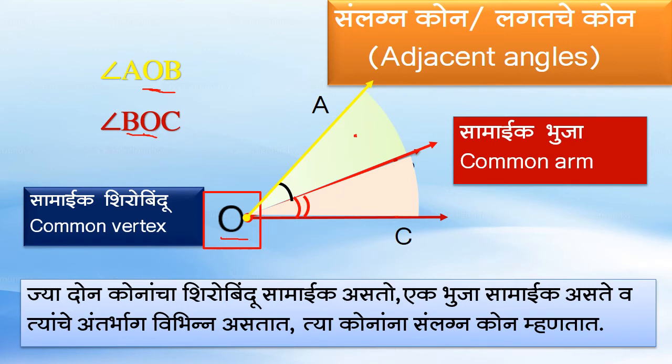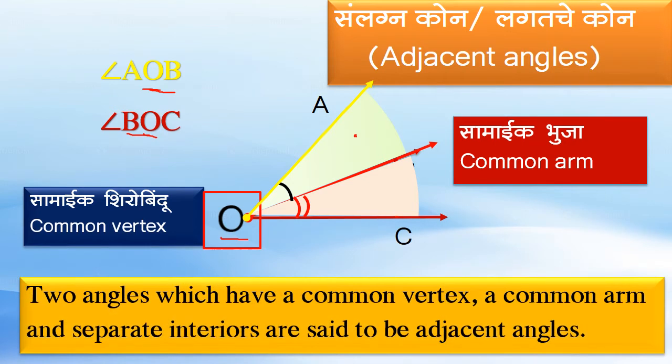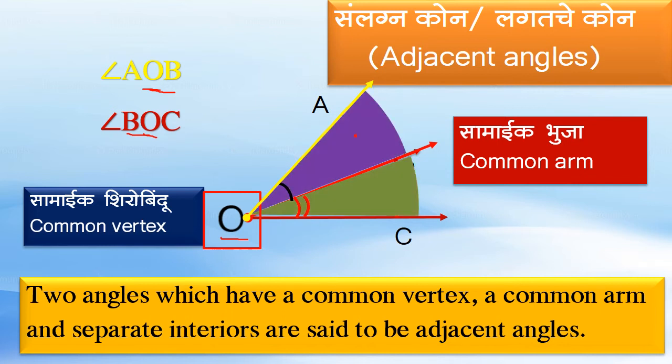Those angles are called adjacent angles. Two angles having a common vertex and a common arm, but their interiors should be separate, are said to be adjacent angles. See here, both the interiors are separate.